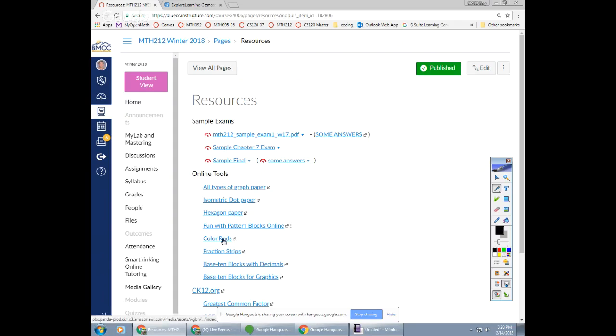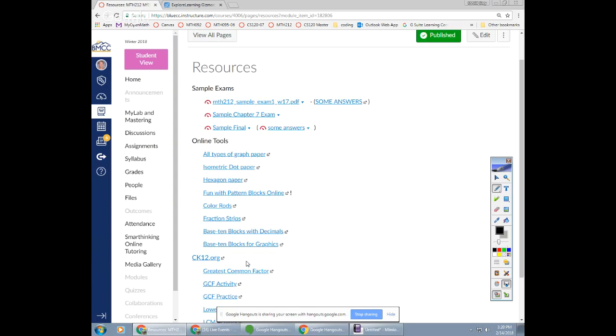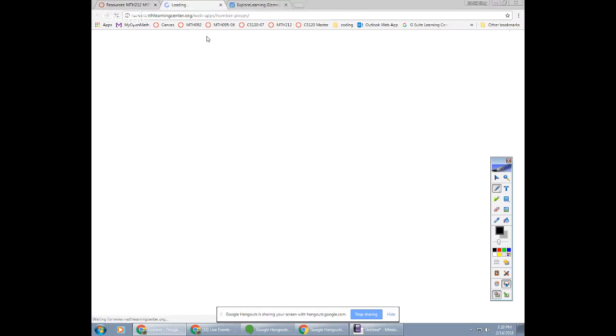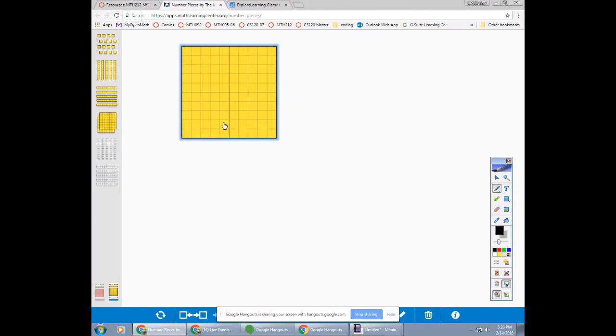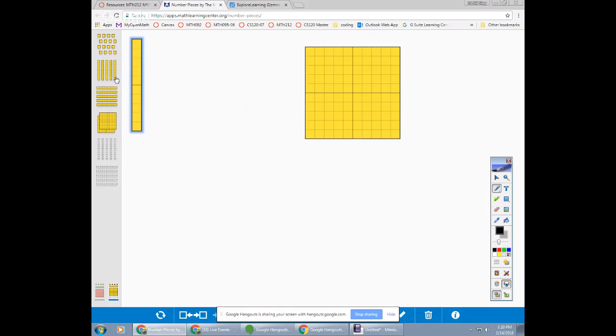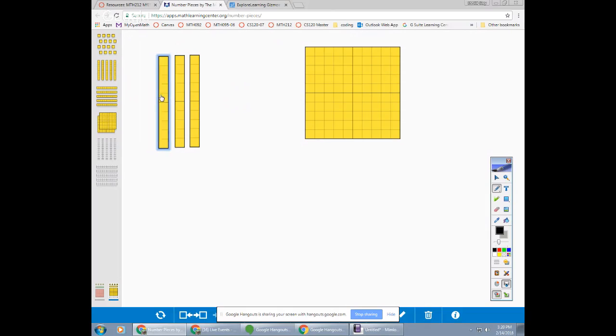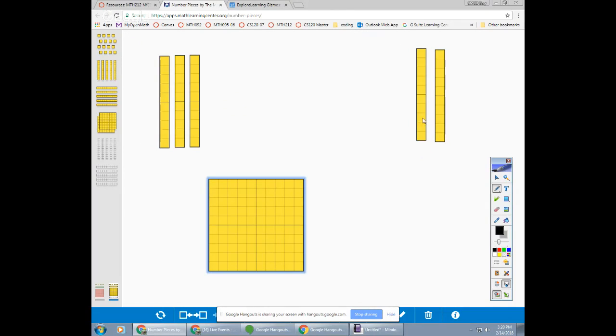Pattern blocks, hex, color fraction strips. What's this one? That'll work. Okay. So there is 1 and let's see. No, I have 1.2. All right, so there's 0.3. Oh, I did it. I said slang. And here is 1 2/10. And so then we just need to combine and put them together.